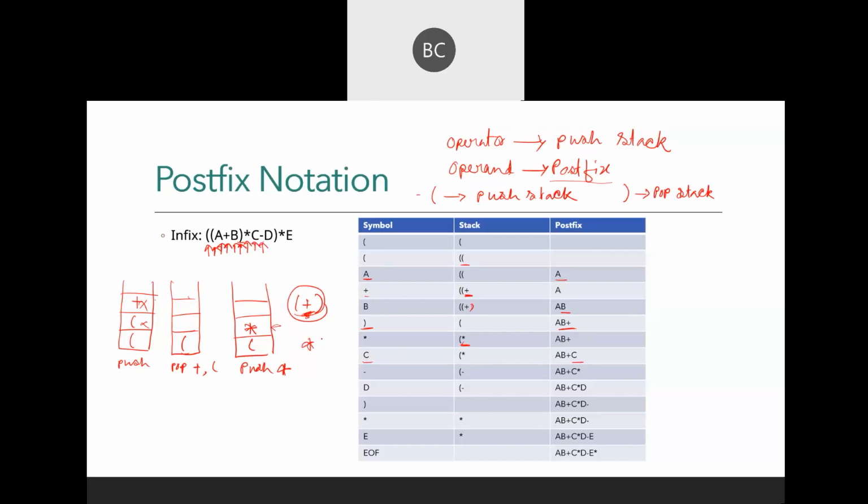It's a star. Star has higher precedence over minus, so I cannot push the minus symbol into the stack, because the top element is the multiplication sign, which has higher precedence over minus. Therefore, I will pop the star symbol out and print it in the postfix. Okay, and then I'll push the minus sign. After popping the star symbol only, I can push the minus sign here.